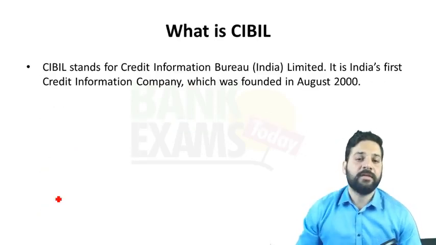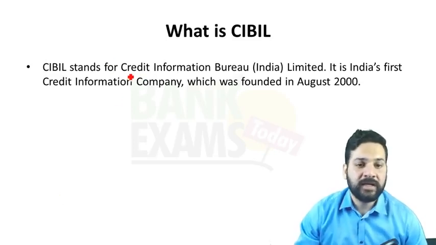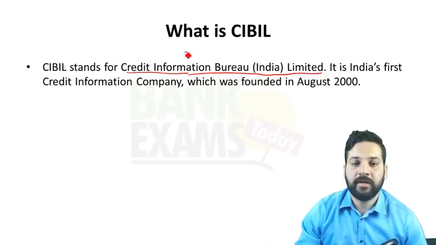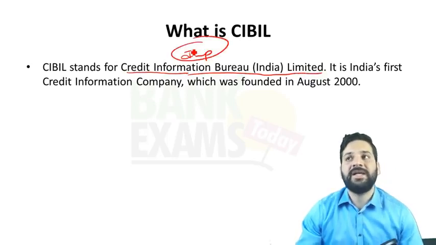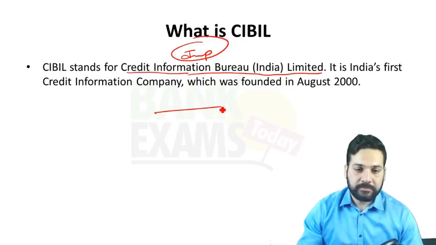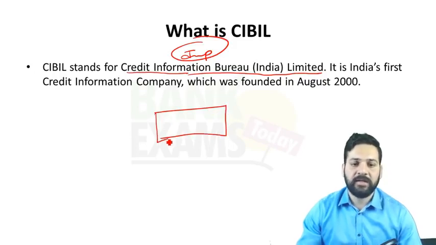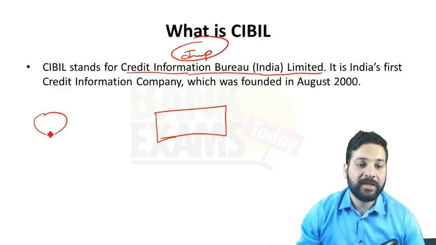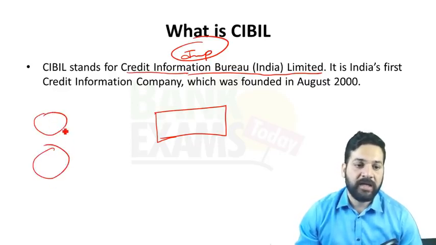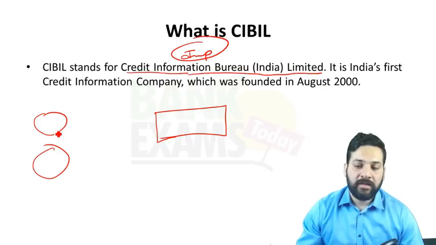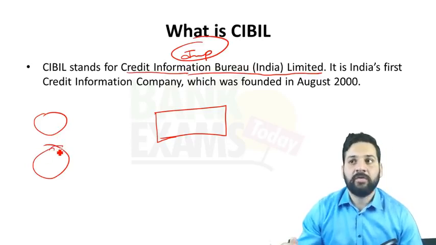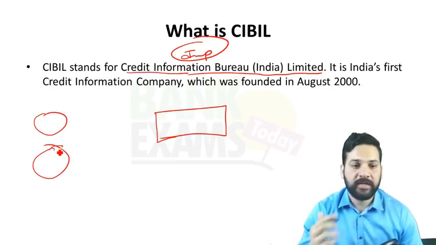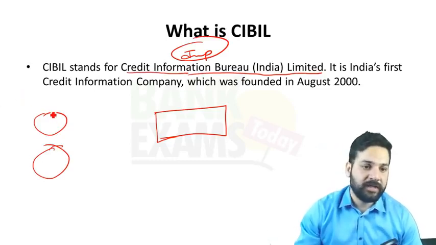So first of all, what is CIBIL? The full form of CIBIL is Credit Information Bureau India Limited. This is a very important question. So students, CIBIL is a central database. You can say CIBIL is a sort of central database in which the various banks who are the clients of CIBIL submit their data related to their borrowers, right? The people who took the loan from these banks.